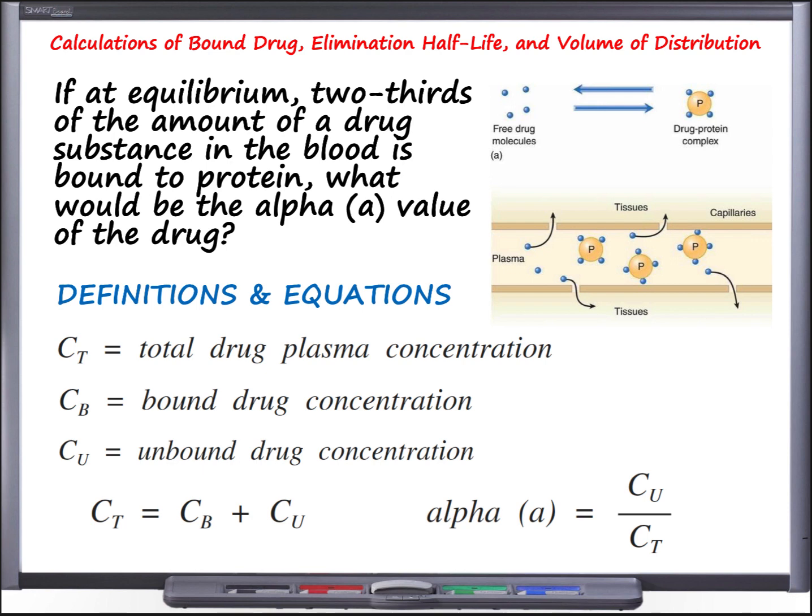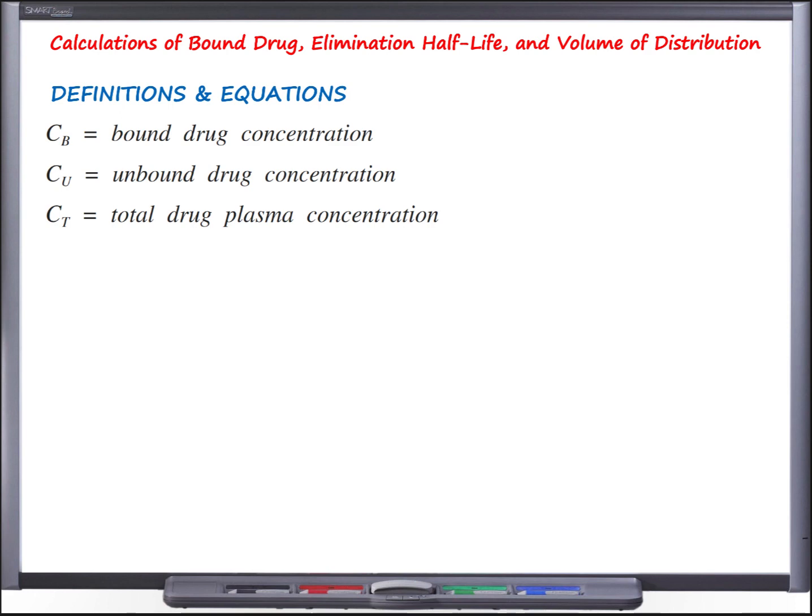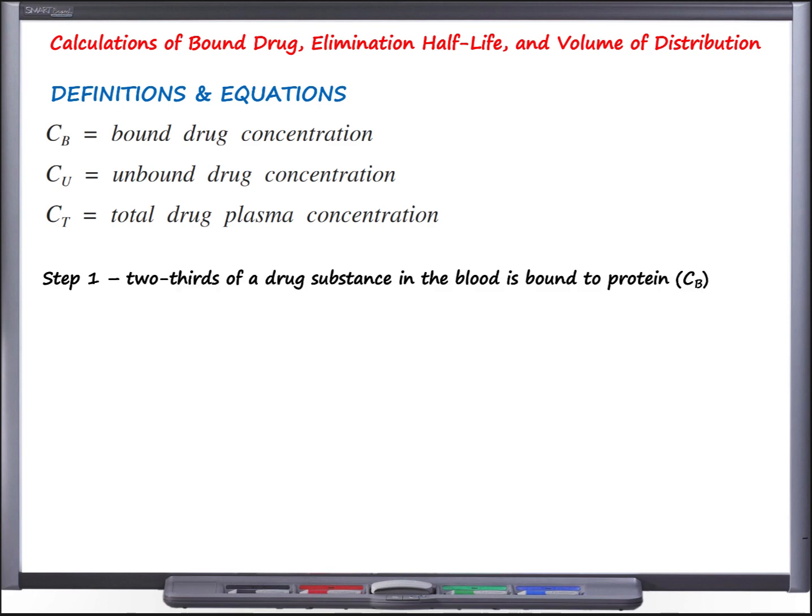So let's now try to answer this question with that little bit of background. With that, we'll remind you of some of those concentration definitions. Let's start. Our first step is simply to address the question that said that 2/3 of a drug substance in the blood is bound to protein, meaning CB. So let's use our formula here. That was the total is equal to the amount bound plus the amount unbound. And let's put some numbers to that.